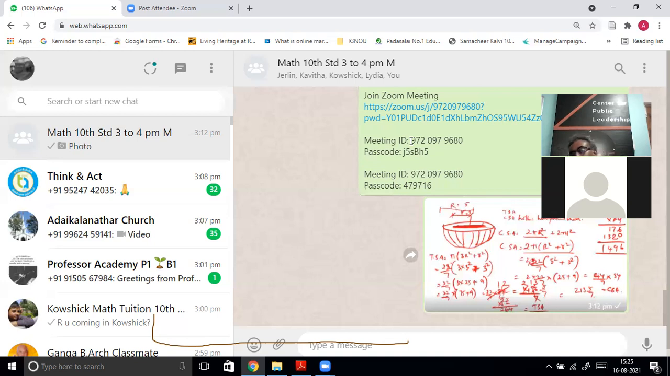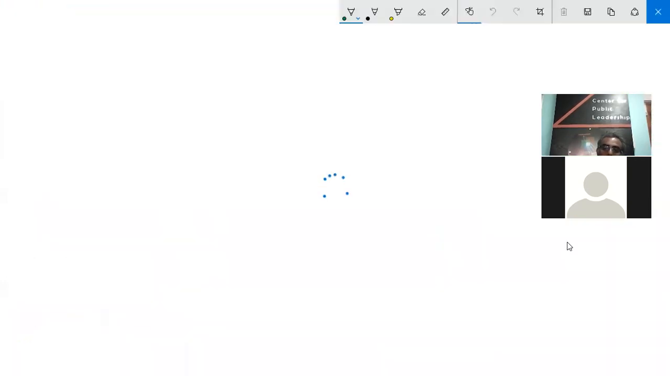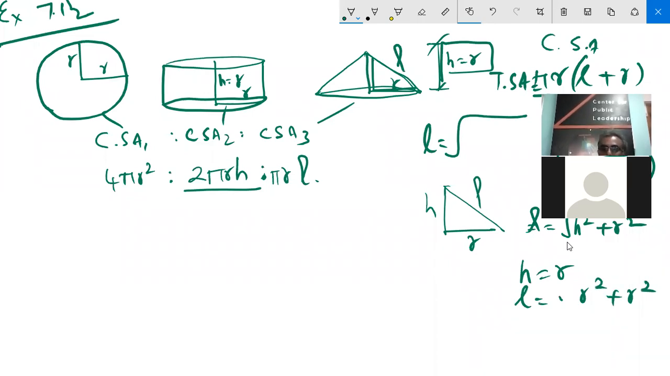L is equal to what, Kaushik? Tell me. Root of R square plus H square, sir. You got it. Now, here H is equal to R, correct? Yes, sir. R and H are the same. H is equal to R here. So L is equal to root of R squared plus R squared, that is equal to root of 2R squared.